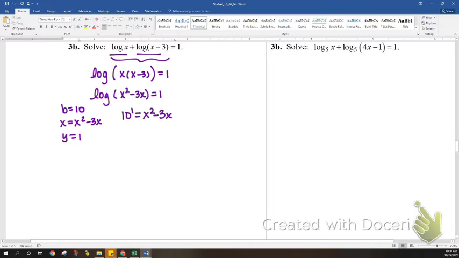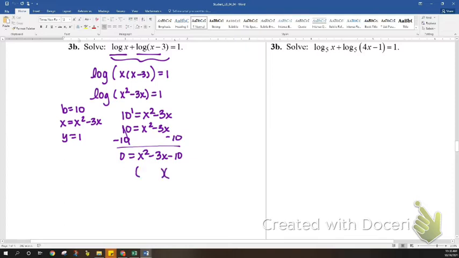Remember, anytime you have an x squared and an x, you're going to need to factor. In order to factor, you're going to have to set this equal to 0. So that 10 to the first is just 10, and so we're going to set this equal to 0, so I'm going to move the 10 over. So 0 equals x squared minus 3x minus 10. Now, since it is quadratic, I said factor, but you could also use your quadratic formula if you wanted to, okay? But this one is factorable, so I'm going to go ahead and do that.